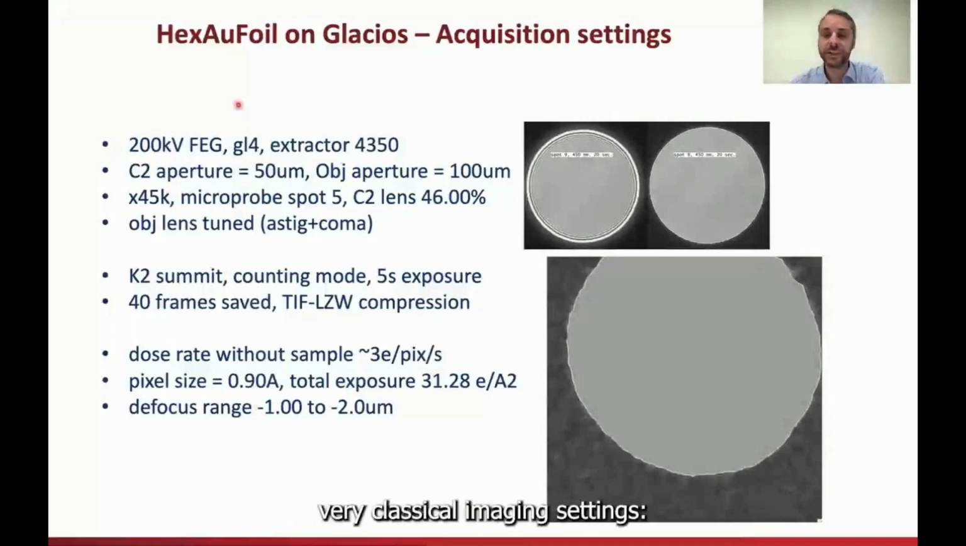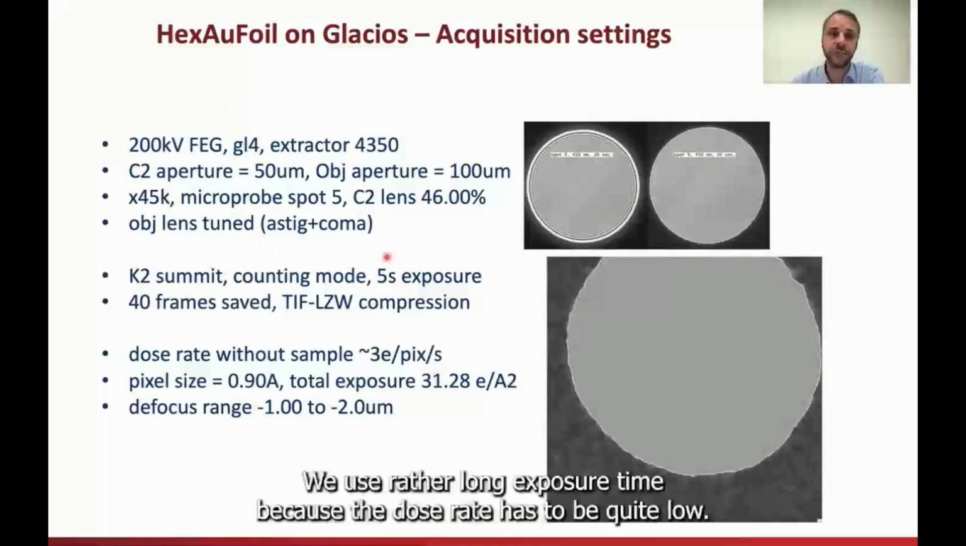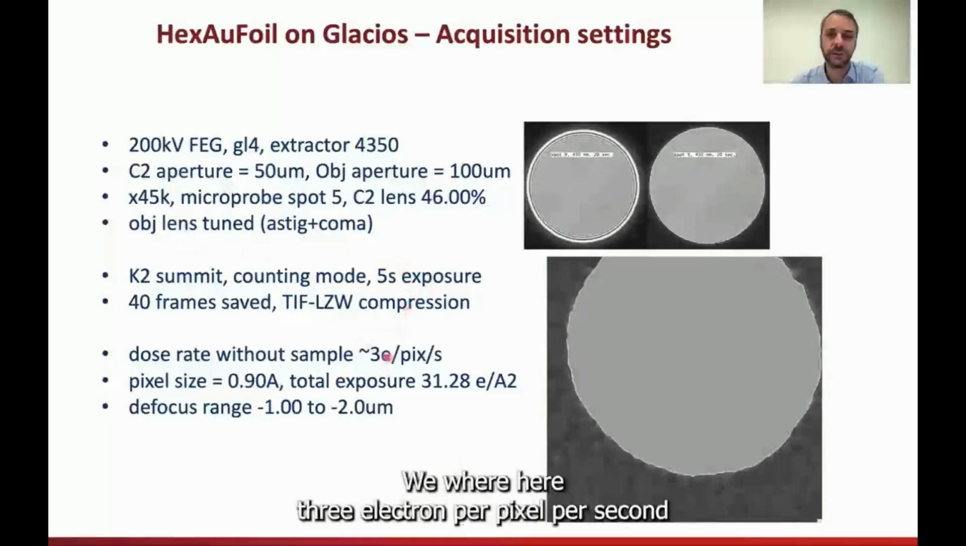Otherwise, it's basically very classical imaging settings. K2 camera. We use rather long exposure time because the dose rate has to be quite low. We're here at 3 electrons per pixel per second.